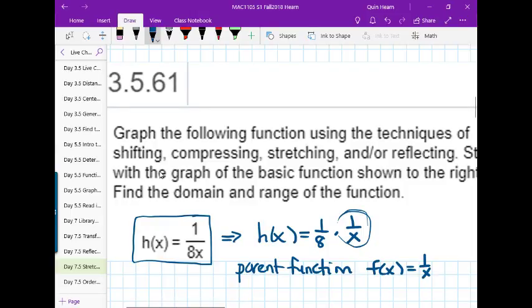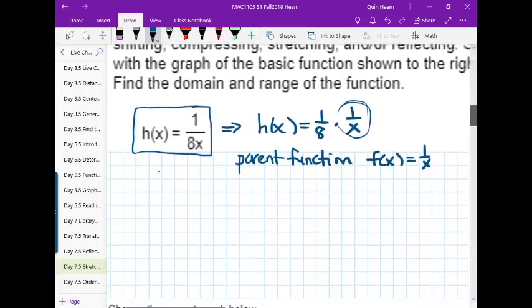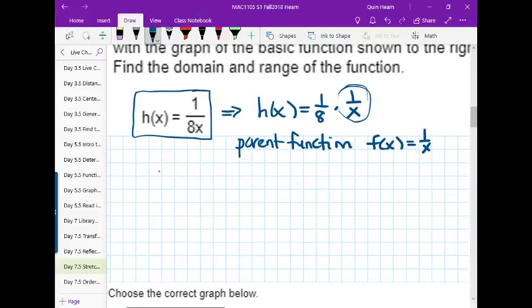Okay, so we've identified our parent function, and we're going to graph it, and then we're going to think about how it's going to be transformed. So I'm going to put in a graph here.